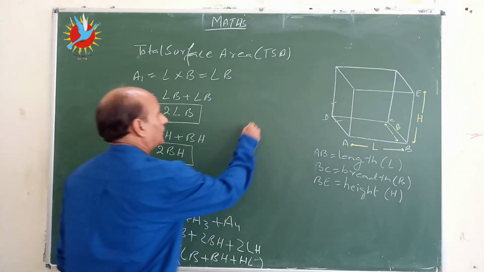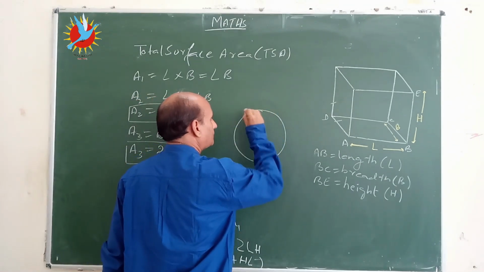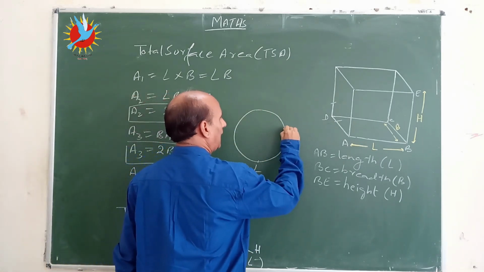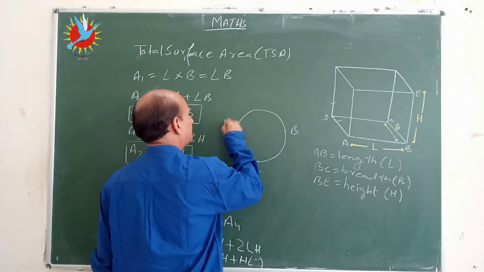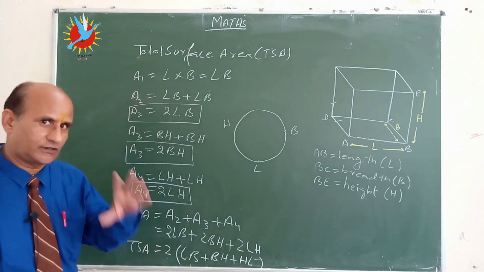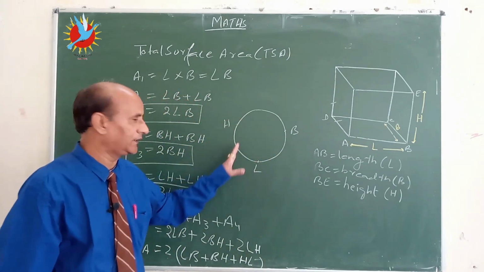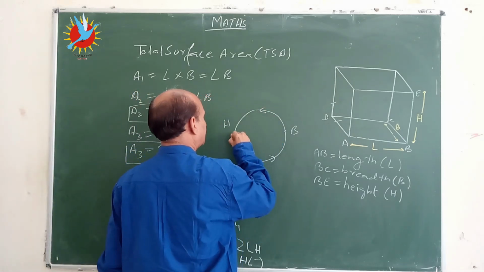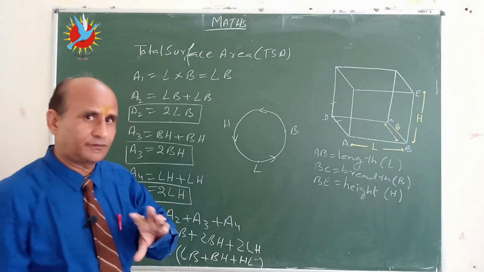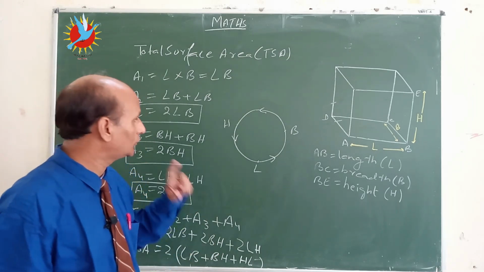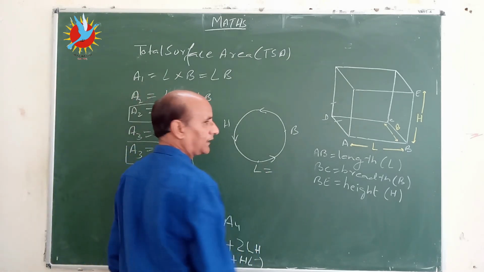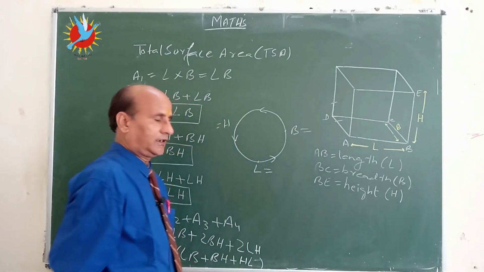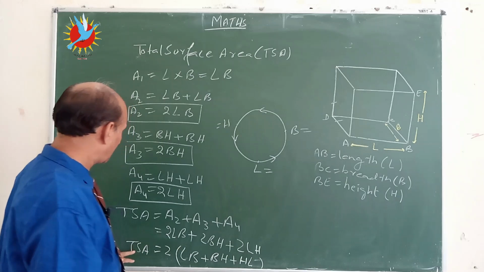You can make a circle and put 3 dots. One is L, one is B and one is H. All 3 dots represent 3 dimensions. Let us take anti-clockwise movement of this circle. So if length, breadth and height are given, first put what is length, what is width and what is height. First you have to write the formula.